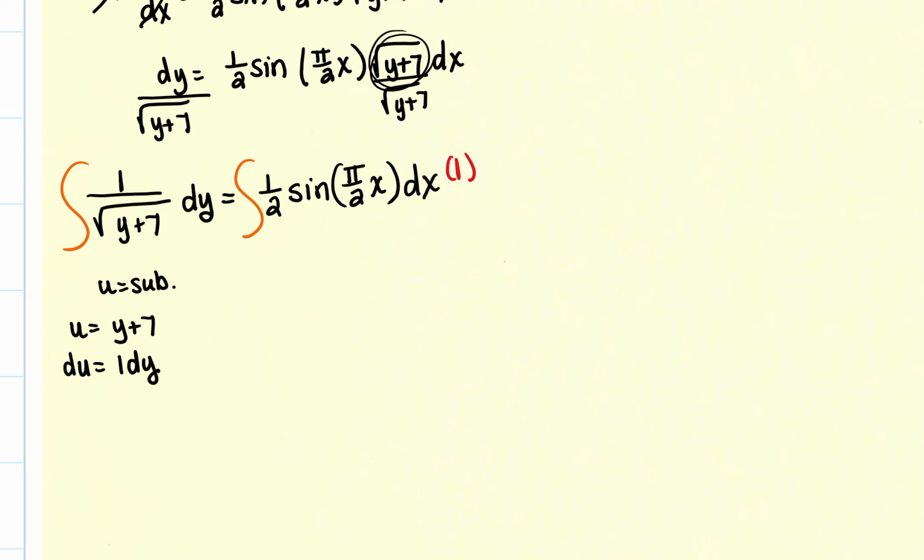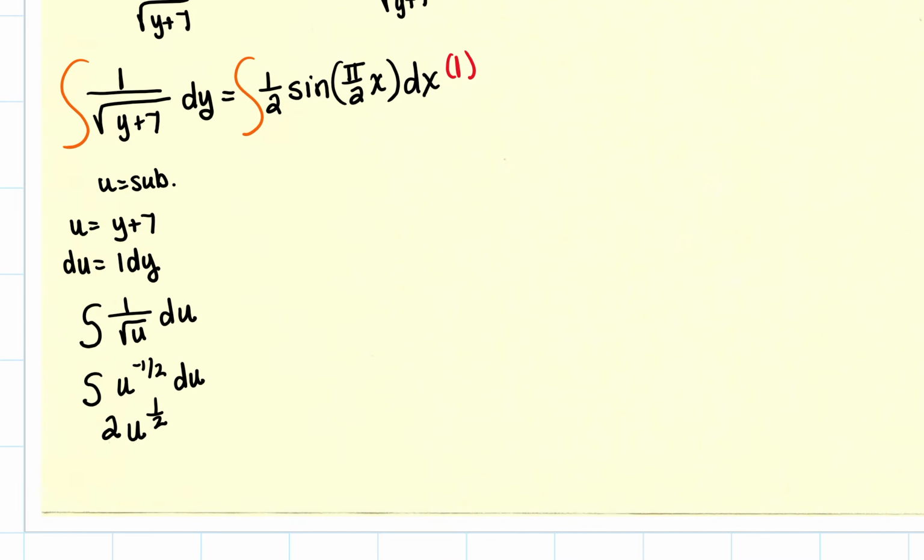All right, let's substitute that back in. So that would be the integral of 1 over the square root of u du. If I rewrite that, isn't that really u to the negative 1/2 power? So I'm going to add 1 to it. So that's u to the 1/2, divide by 1/2, which means multiply by 2. Now go put your u back in, and we'll have 2, the square root of y plus 7. If you integrated that side correctly, give yourself a point.